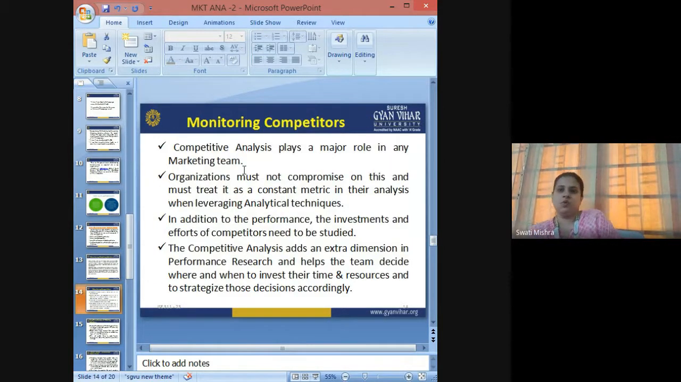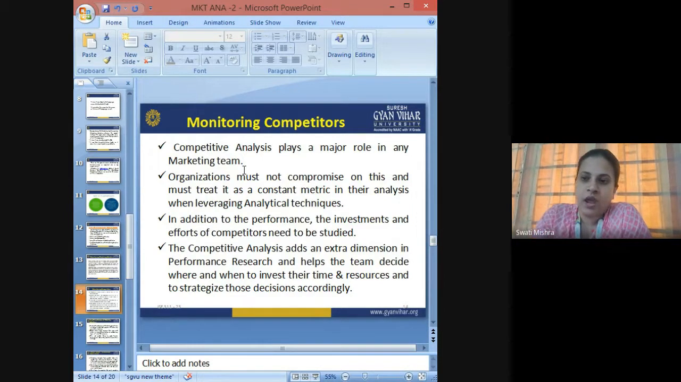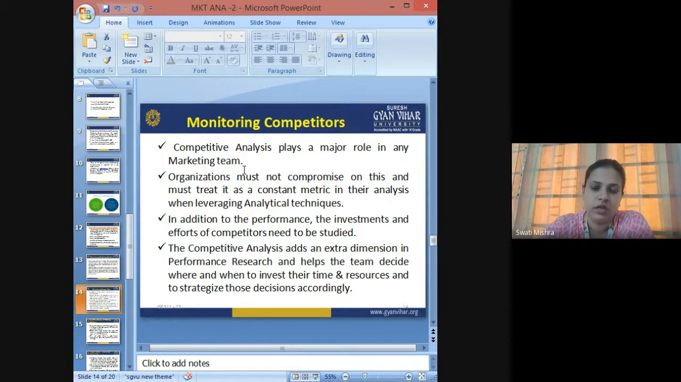When we talk about monitoring the competitors, you all know why monitoring of competitors is so important. And competitive analysis, of course, plays a major role in any kind of marketing team. Organizations must not compromise on this and must treat it as a constant metric in their analysis whenever they are leveraging the analytical techniques.